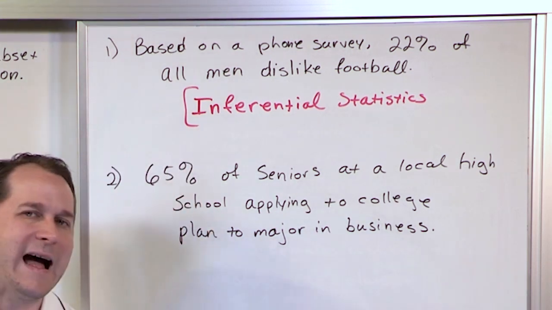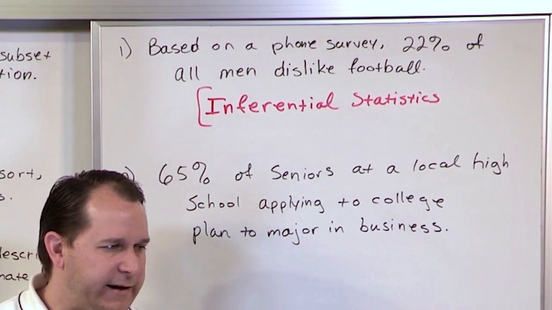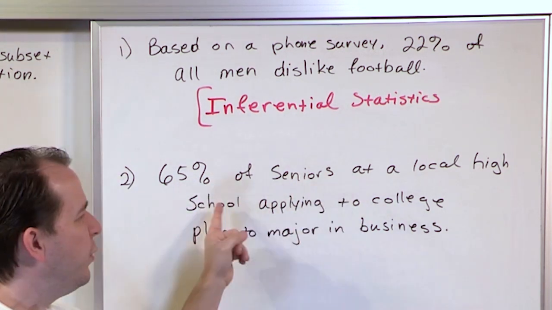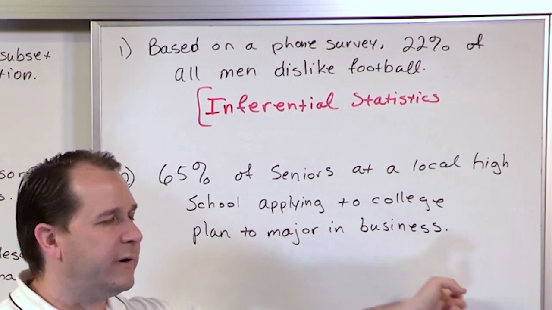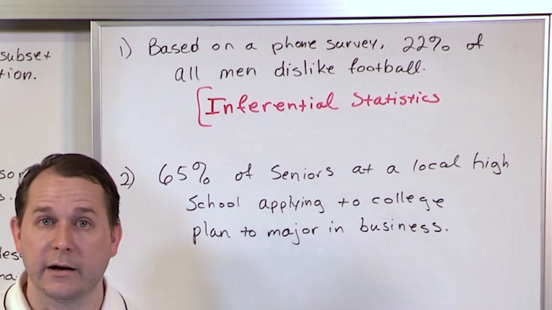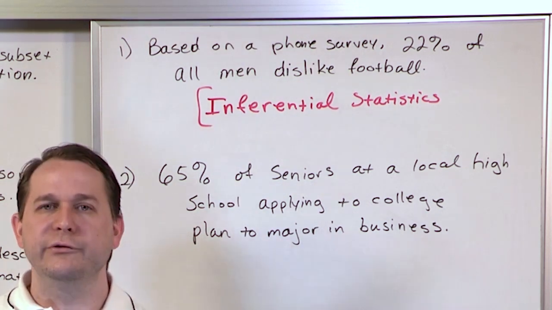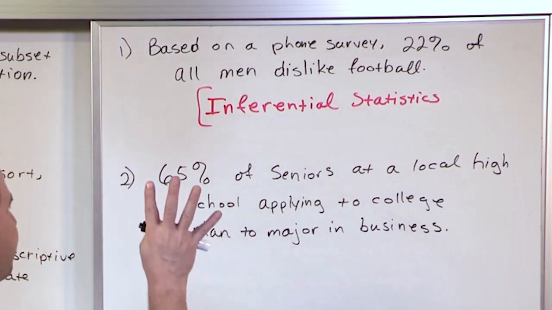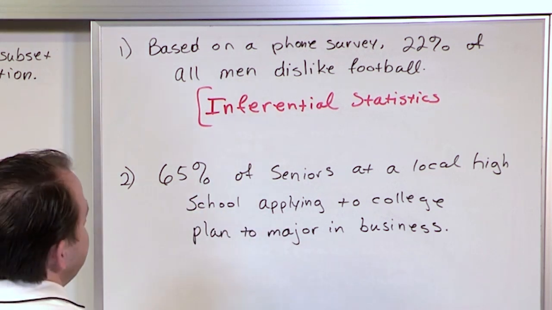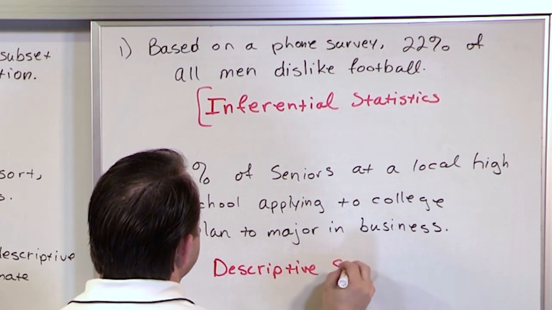Well, I don't know about you, but I don't see any inference drawn. What I'm trying to say by inference is that usually you look at data and you draw a broad conclusion from that. All this is saying is that 65% of the people we talk to at a local high school are majoring in business. It doesn't draw a conclusion and say that 65% of all seniors in America are going to major in business based on some survey or data. It doesn't draw a broad conclusion about a broad population. This is just presenting a fact. The fact is that we took the survey and 65% actually said that they would major in business. So this is descriptive statistics.